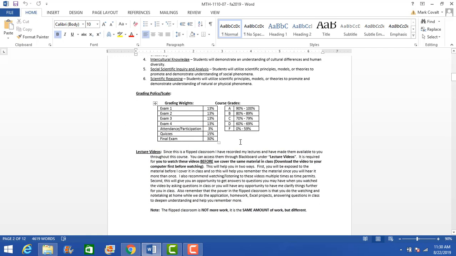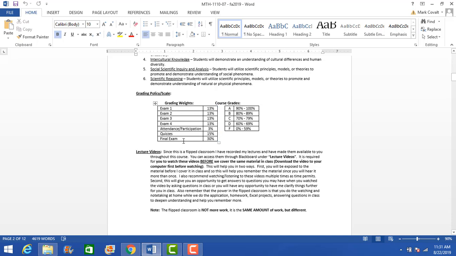So here I'm going to stop for a second. This is the grading scale. Okay, so this is a weighted average. Your grade is based on these different points here. Where do these points come from? Well, they come from exams, attendance and participation, quizzes, and the final exam.